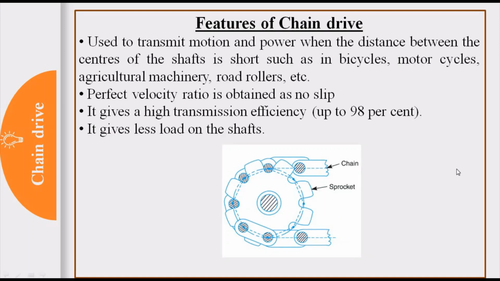Okay. Next, features of chain drive. The important thing is that it gives a constant velocity ratio, and it is a positive drive. It is used to transmit power when the distance between centers of the shafts is short, as in bicycles, motorcycles, agricultural machineries, road rollers, etc. These are some of the applications of chain drive. It gives high transmission efficiency up to 98%. It gives less load on the shafts. So this is all about belt, rope, and chain drive.